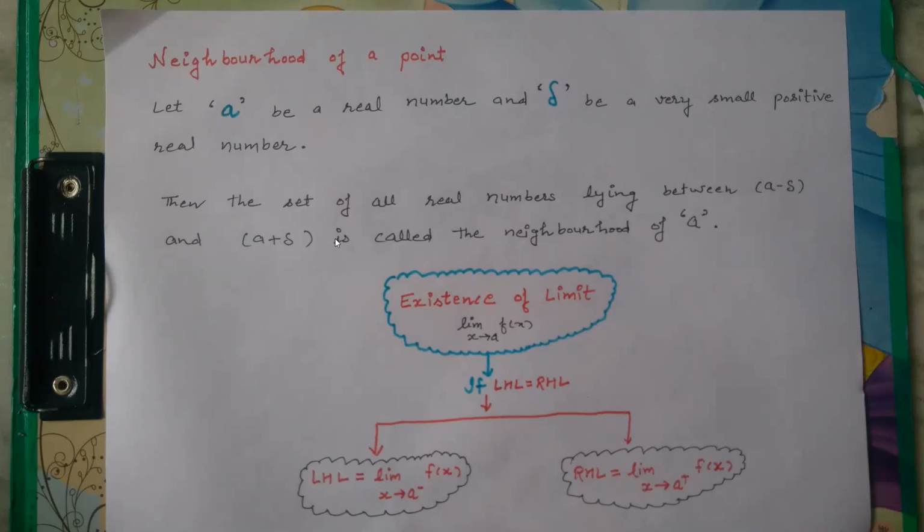So according to this, we can discuss the existence of limit. The limit which is written as limit x approaches to a of f of x is said to exist only if the left-handed limit is equal to the right-handed limit. Left-handed limit is denoted as limit x approaches to a with a minus sign in the superscript of f of x, and the right-handed limit is written as limit x approaches to a with a plus sign of f of x.